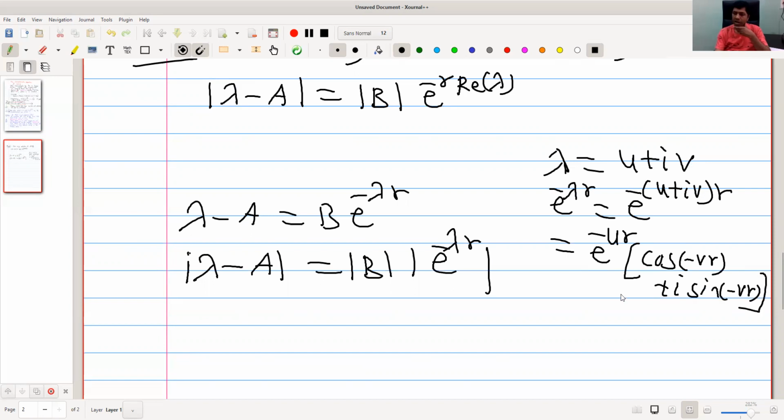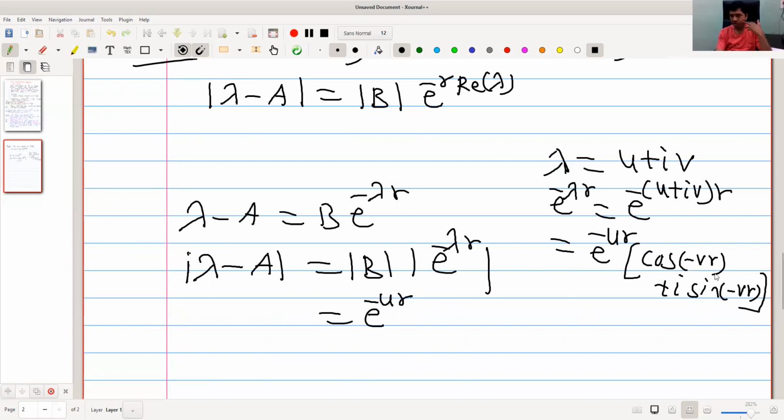If we take the absolute value, then the absolute value of e raised to minus lambda r is the absolute value of e raised to minus ur, but the exponential cannot be negative, so it is simply e raised to minus ur.